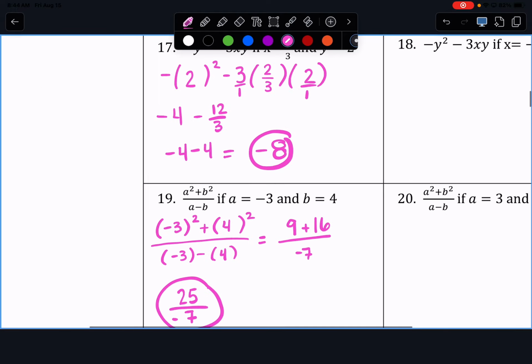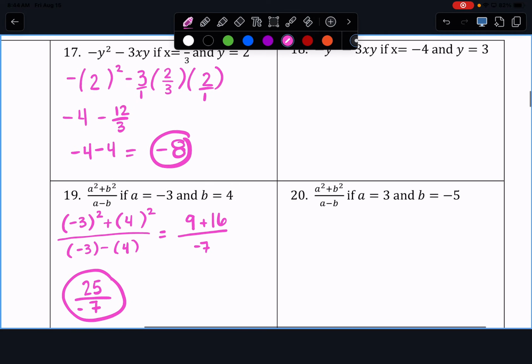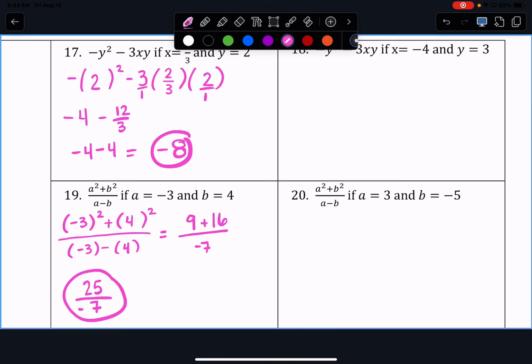All right, I want you all to do 18 and 20 for me, please. They are the exact same setup, just different numbers.